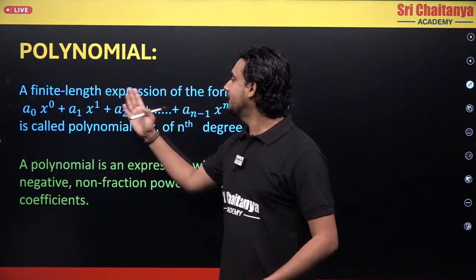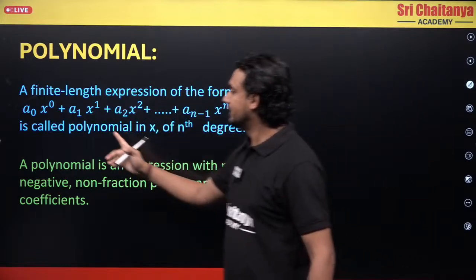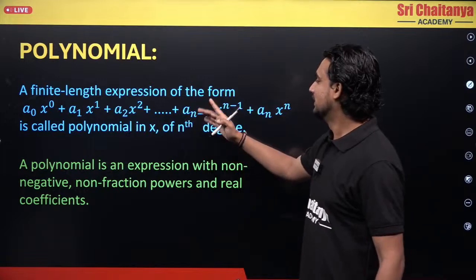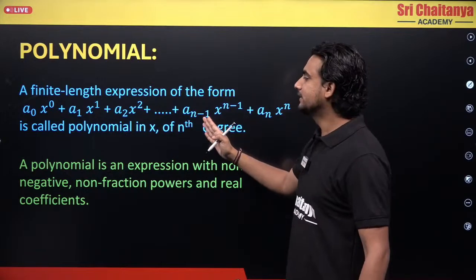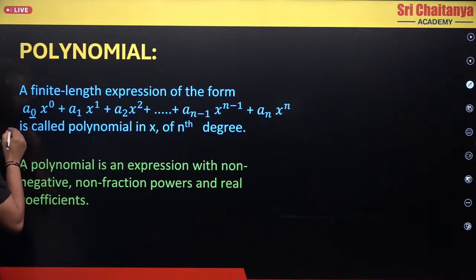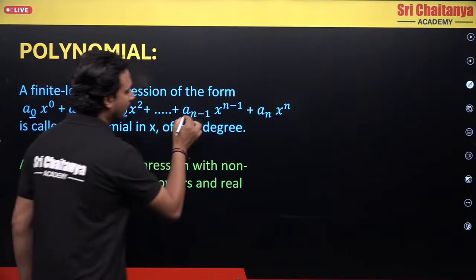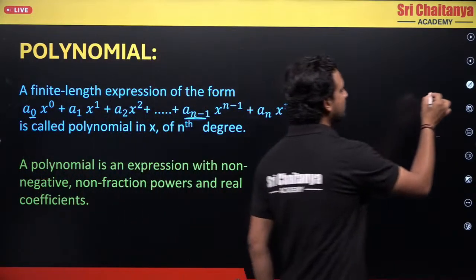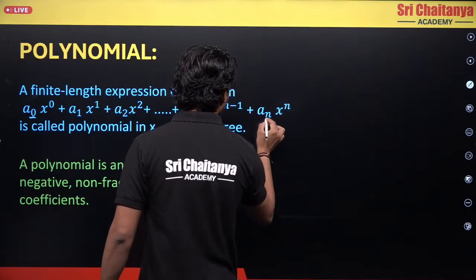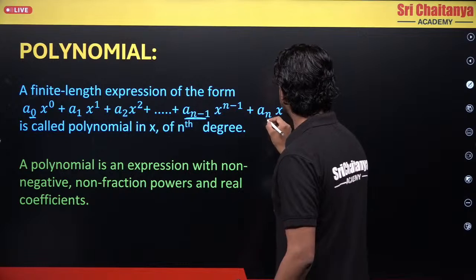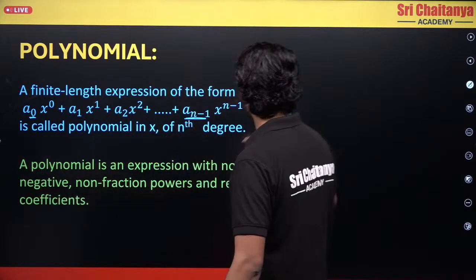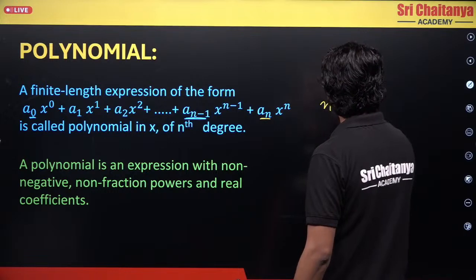A polynomial is a finite length expression of the form a0x^0 plus a1x^1 plus a2x^2 plus, and it goes on till how many? See how many terms there are. I started from 0 and I am ending at n minus 1, so can I say there are n terms? Sorry, I made a mistake. I am ending at an, so there are n plus 1 terms.